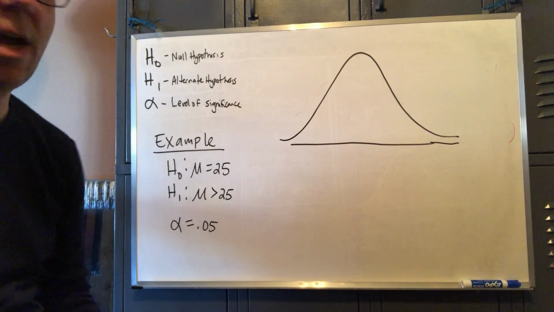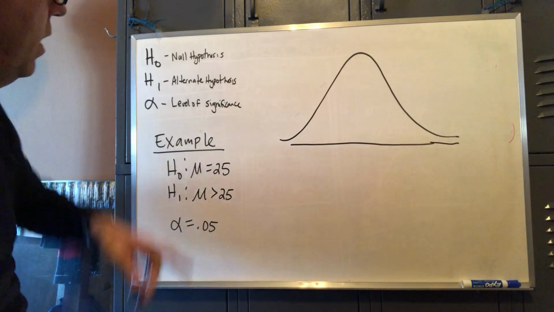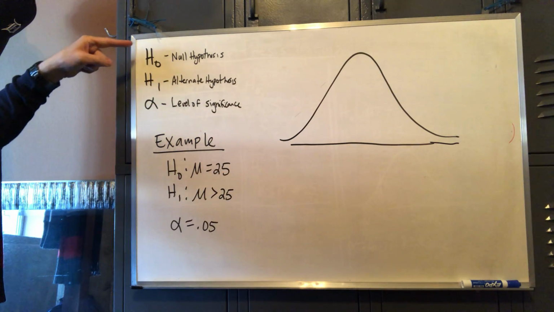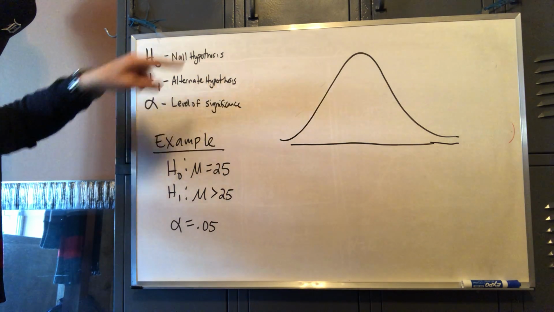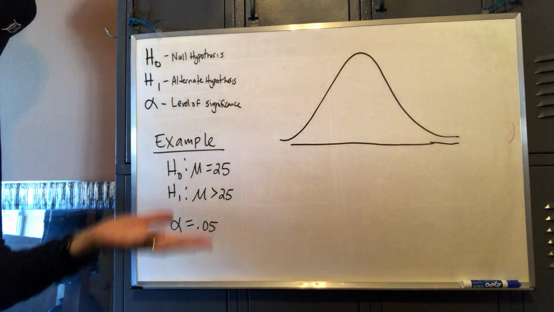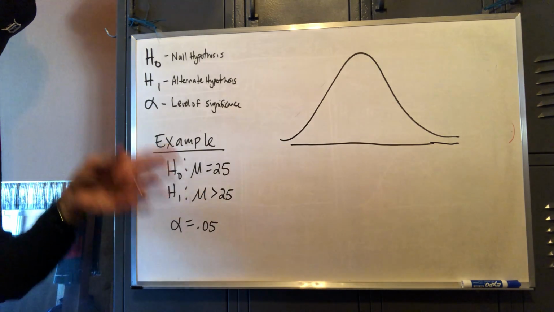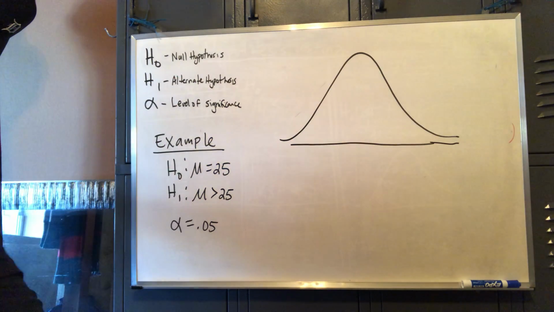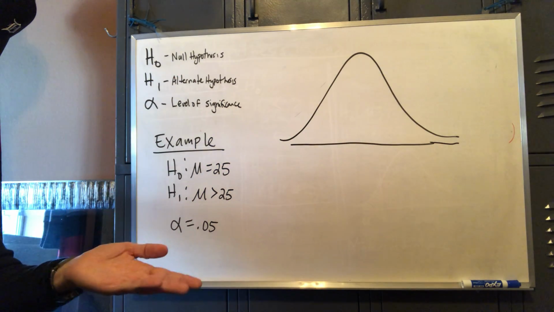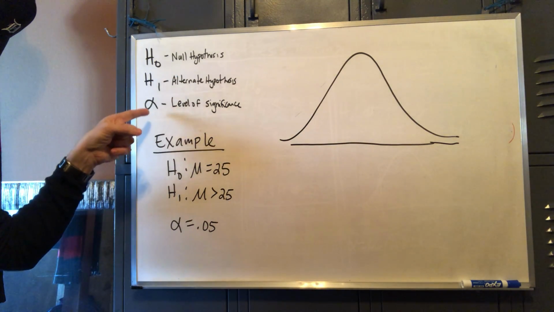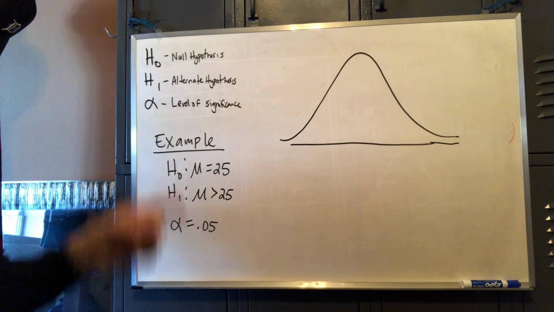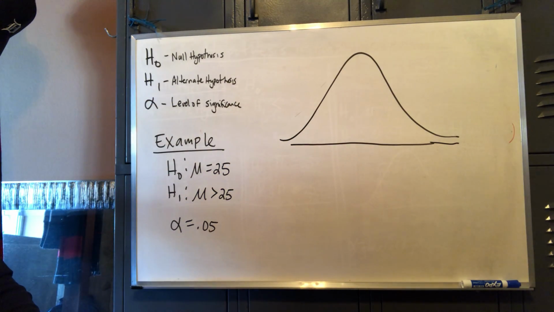Here's our first setup of a hypothesis test. So let's review our terminology. H0 is the null hypothesis. That's the commonly known claim, something we've always assumed. H1 is our alternate hypothesis. That's our competing claim based on our samples. And alpha is the level of significance. That's the size of the rejection region, okay?